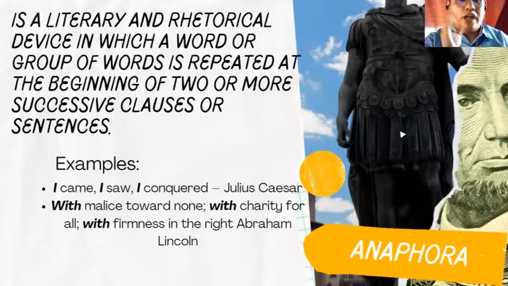Okay, like for example, I came, I saw, I conquered by Julius Caesar. So dito guys, ang nauulit or ang anaphora dito is yung word I. Next, with malice toward none, with charity for all, with firmness in the right, with firmness in the right, by Abraham Lincoln. Okay, so dito naman guys, the word with is the anaphora kasi siya yung nauulit sa umpisa. Okay, next.